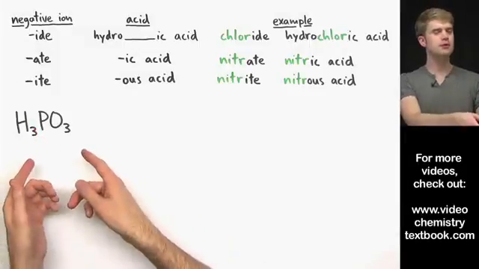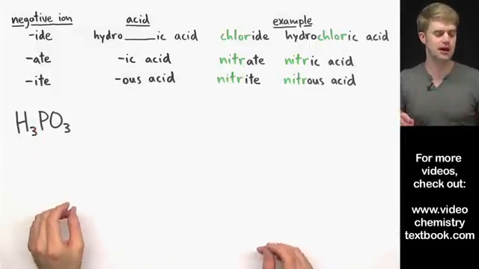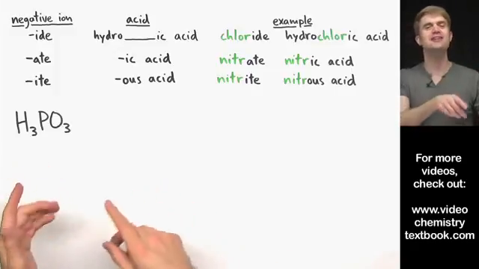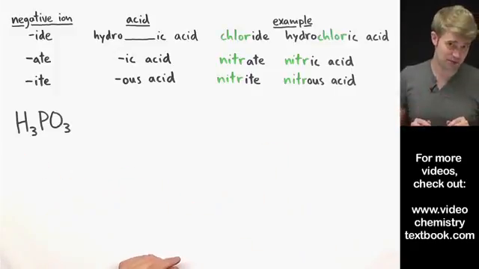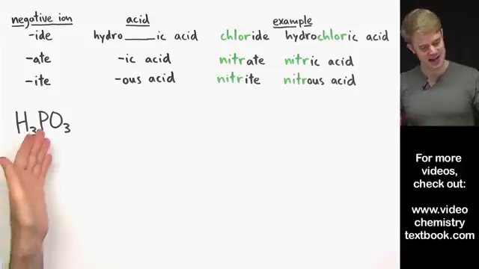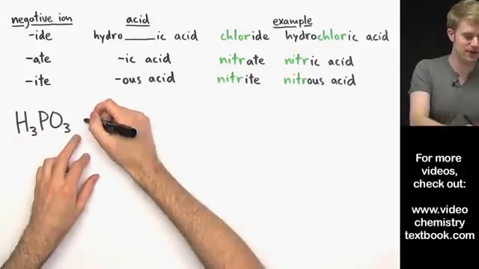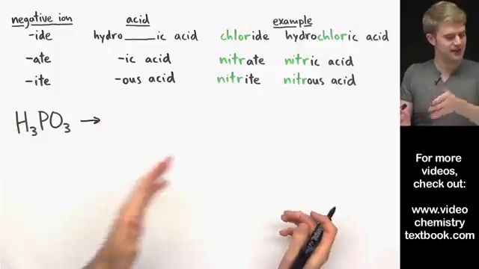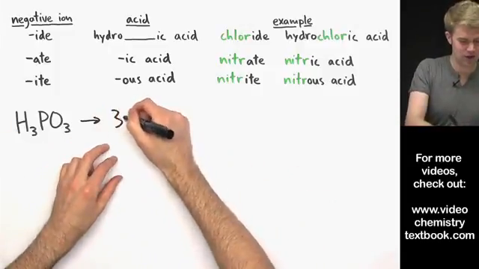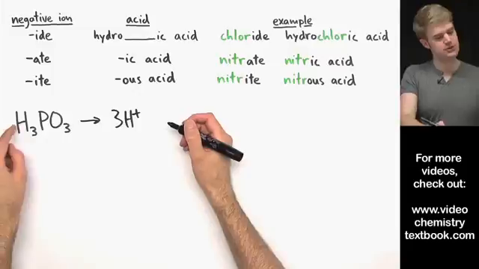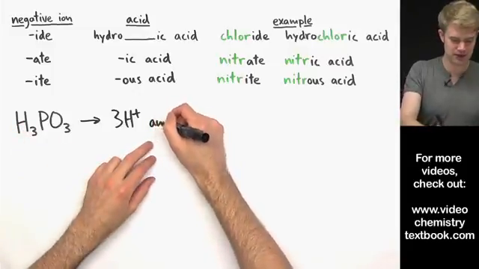H3PO3. This one's a little more challenging, so even if you think you're getting this down, I recommend that you just watch this one so that you don't get tripped up by it. All right, to name the acid, I got to figure out what the name of the negative ion is. To do that, I got to split the acid apart. So I get 3H plus because I have H3 there. So that's the positive part.